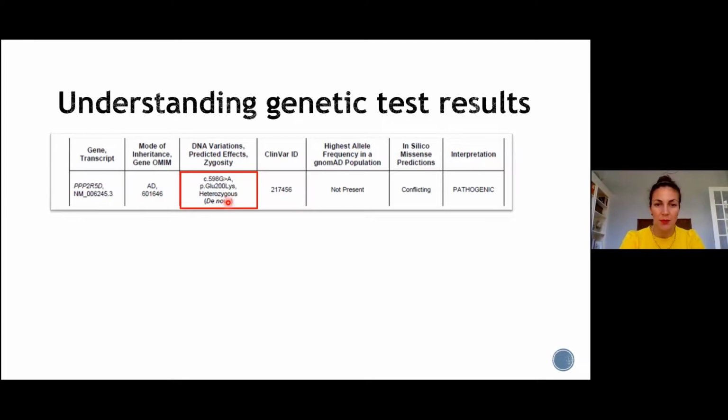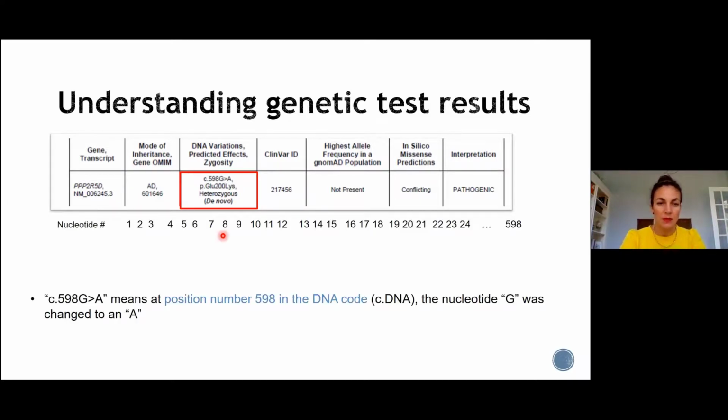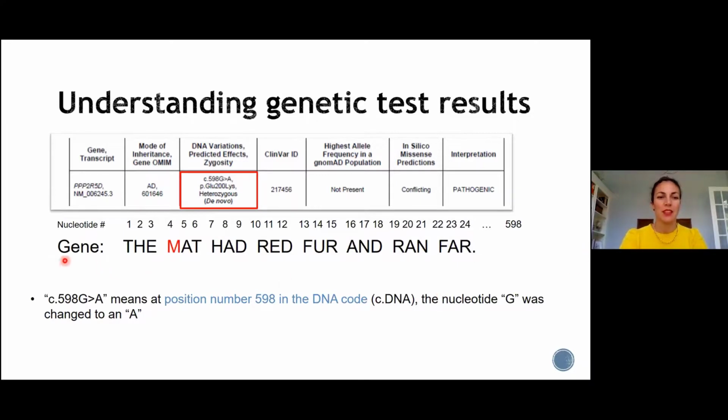For the DNA variation, I'll break that down right now. So again, here is our gene example, or the sentence. And in this example, the cat here, the C, was changed to an M. And so when you look here at this nomenclature, it says c.598G>A, which I put here. This means at position number 598 in the DNA code, which is the cDNA, and that's where that c comes from, the nucleotide, or the letter G, was changed to an A. So it's literally just counting the letters. So 1, 2, 3, all the way until 598, where the letter G down here is changed to an A, and that shouldn't be there.